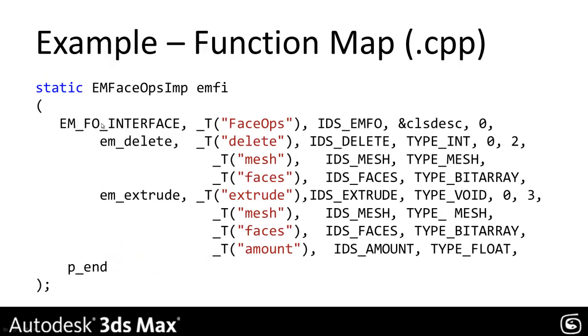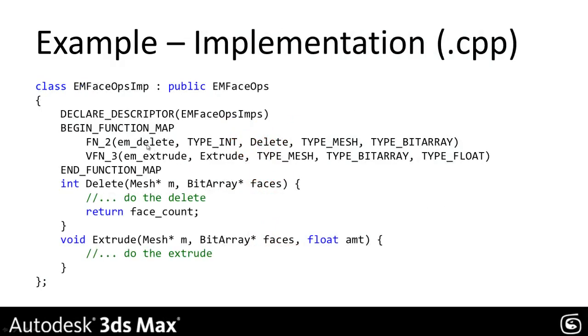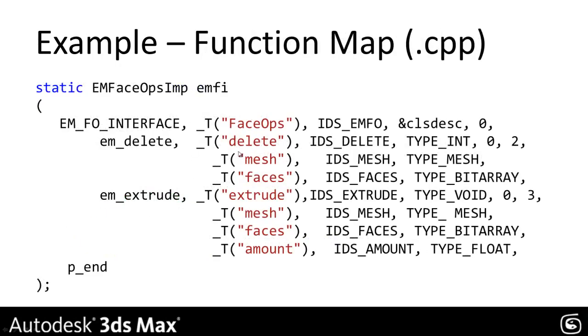So here we have the interface, and what is the interface name? It's called faceops, and here's the string resource, and here's the class descriptor. And then we define the function itself. There's the em delete, and again it's associated like here, so they have to match up. It's called delete. There's the localizable string, and it's returning a type of int. And then the parameters that come in are the mesh, okay, and the faces.